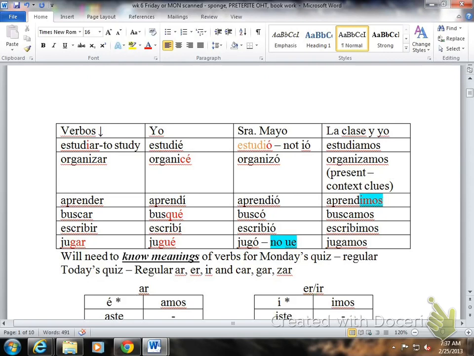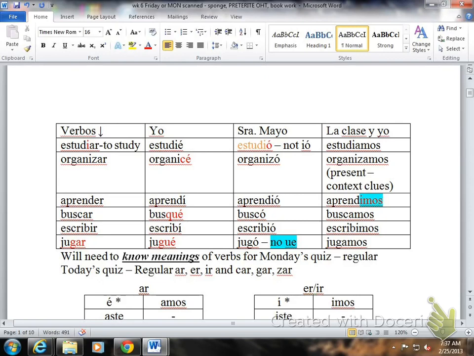Cargar, you're going to have those mixed in, and so any verbs that end in -car change to -qué with an accent only for the yo form. -gar verbs change to -gué with an accent only for the yo form. And -zar verbs change to -cé with an accent only for the yo form. And careful with jugar that we don't make any ue changes for that one.